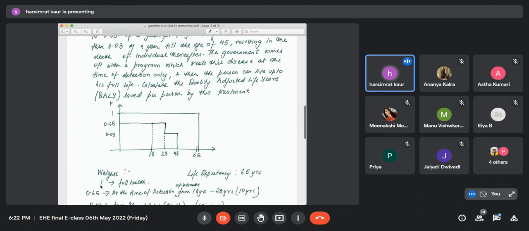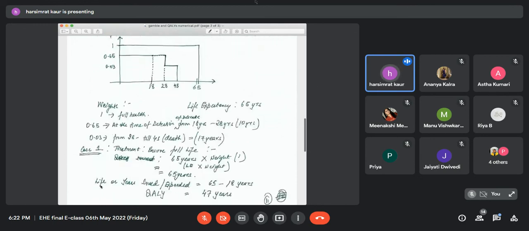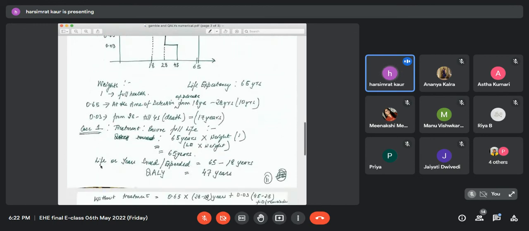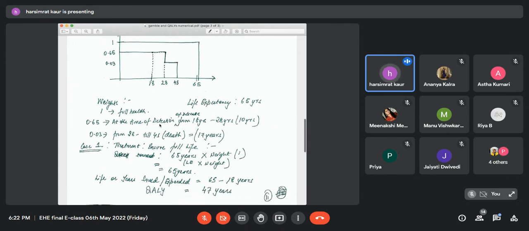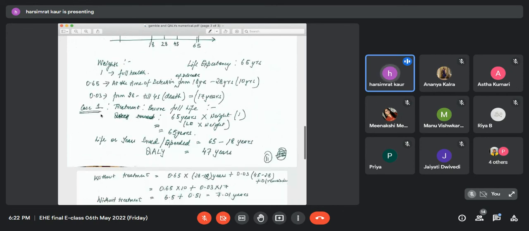So guys, in this we only have weights and the years of life that I will be able to live, I have to utilize that. So guys, very carefully see, don't take a snapshot of this, okay, put in some effort. So guys, there are different weights and the probability that I am attaching. Life expectancy 65 years, full length, okay, that is the value. 0.65 at the time of detection, at 18 years, and till 28 years. Basically, for 10 years I will experience this. 0.03 for 17 years. Now, there are different cases.